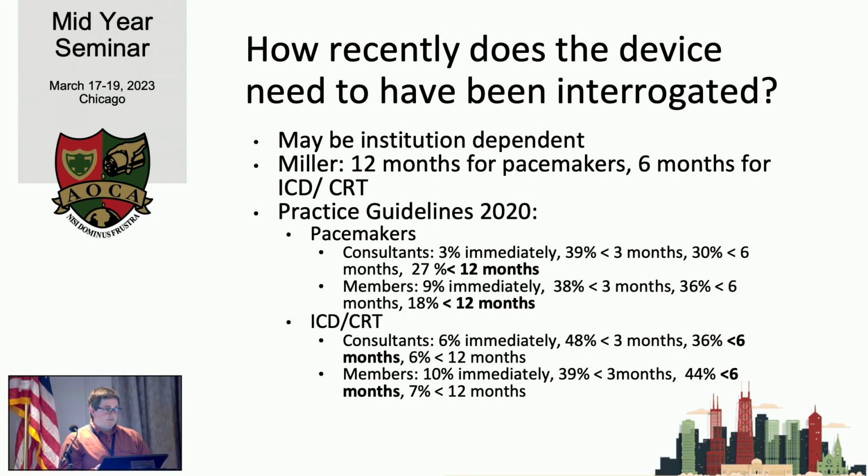So how recently for an elective surgery does the device need to have been interrogated? The good news is that Miller and the practice guidelines that I showed you are pretty much in line with this: a pacemaker should have been interrogated within the last 12 months, and an ICD should typically have been interrogated within the last 6 months, for you to be sure that it's working appropriately. The time course difference is mostly related to the severity of what would happen if the patient lost the functionality of their device. ICD and maybe resynchronization patients might be on the sicker side and so may benefit from a more recent check.